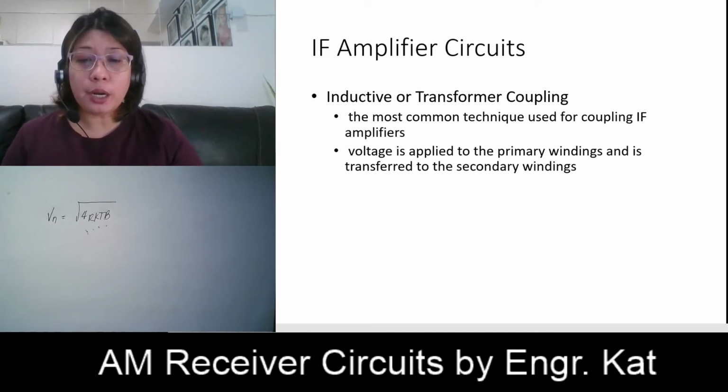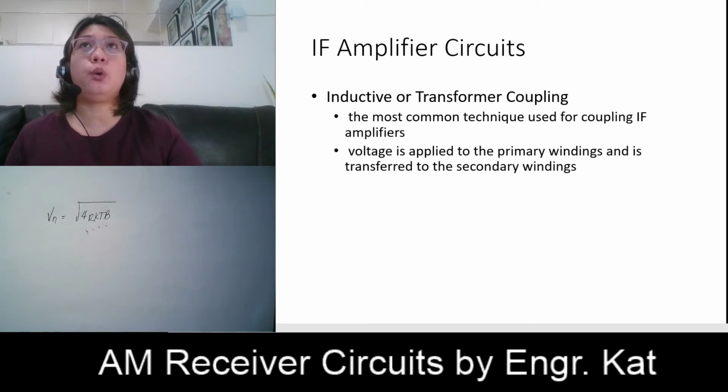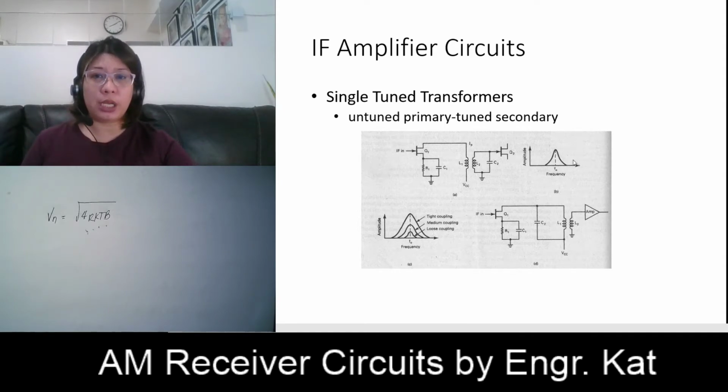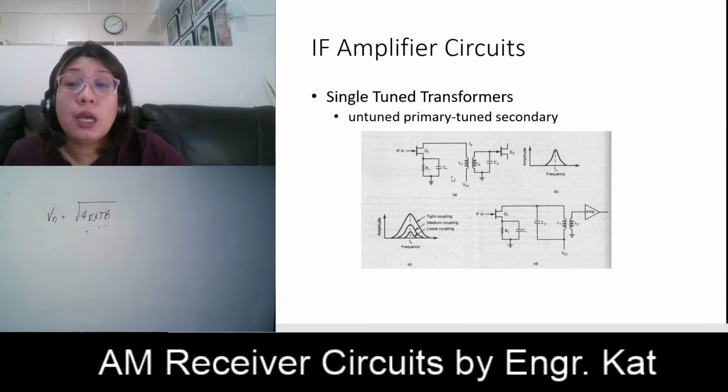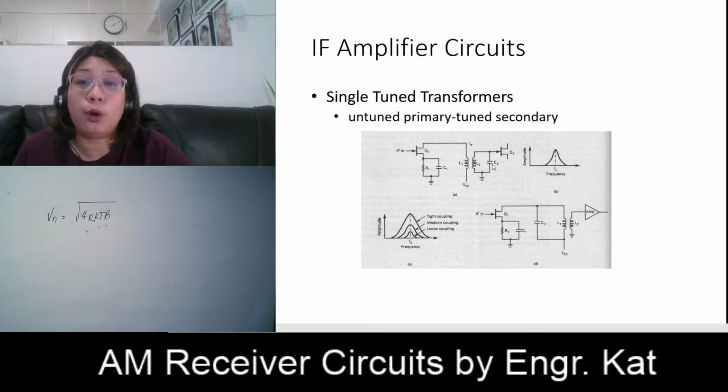Transformer coupled amplifiers are divided into two categories. The first category is what we call the untuned primary and tuned secondary. This is an example of that. Our primary is untuned, so as you can see, we don't have a tank circuit here, just your L1. Our secondary side is tuned to a certain frequency by the values of your L2 and C2 here. We call this a single tuned transformer.